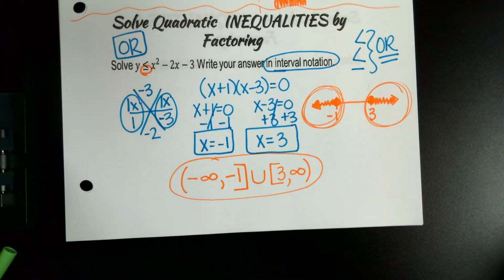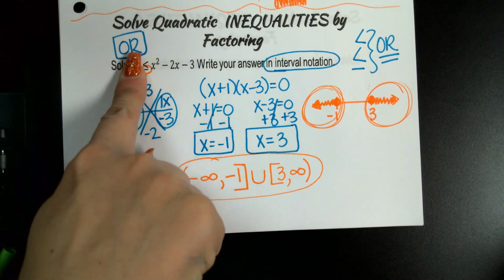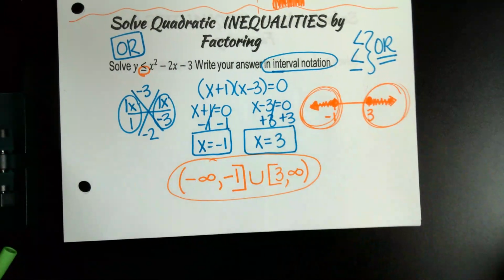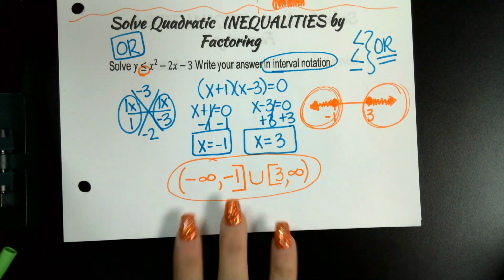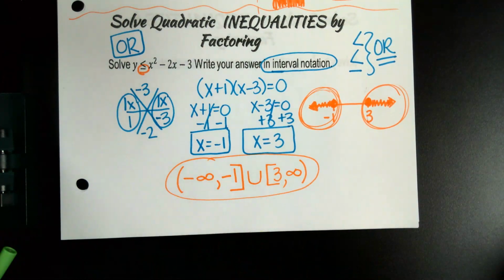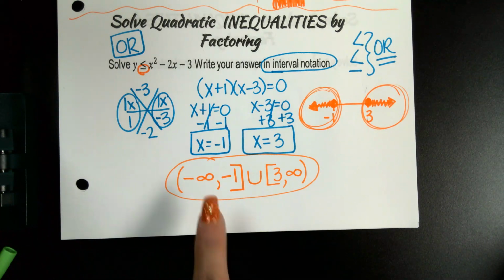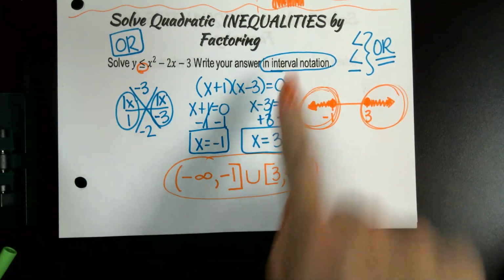Ta-da! Here's the good news. You have way more and problems, and remember the and problems are just between. We will just have one set of parentheses for those. The only ones that are a little bit harder to write are the or problems, and you only end up having like one or problem. So write the answer down on your paper. Right there would be your final answer, because it says it has to be written in interval notation.